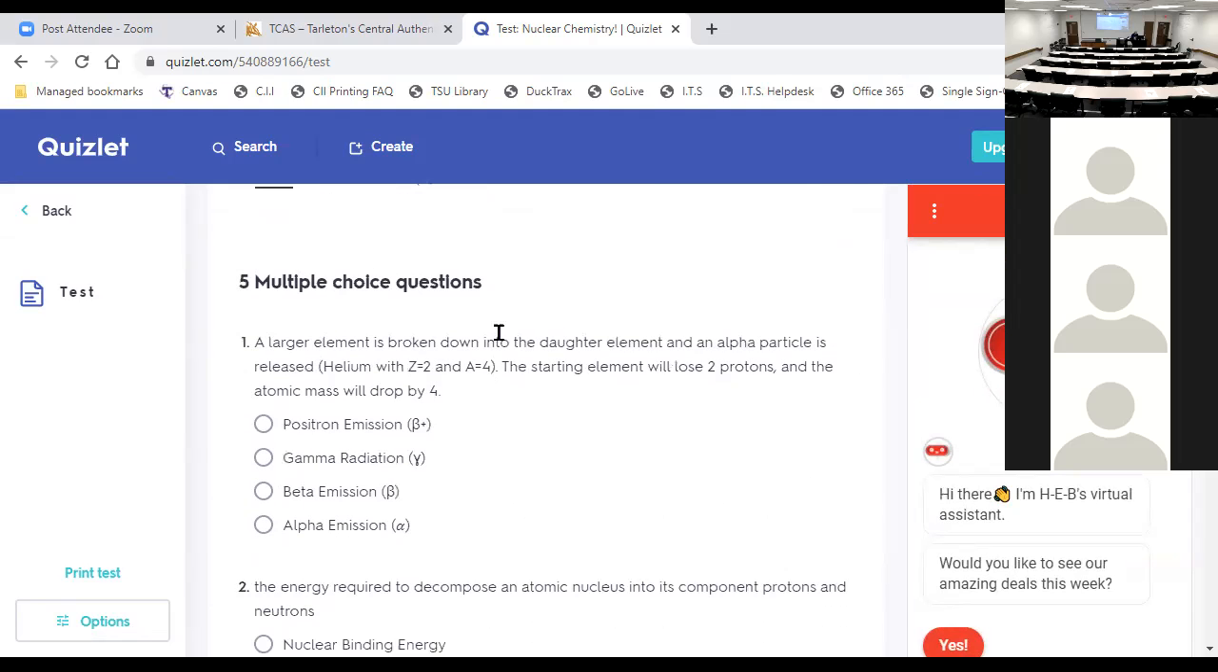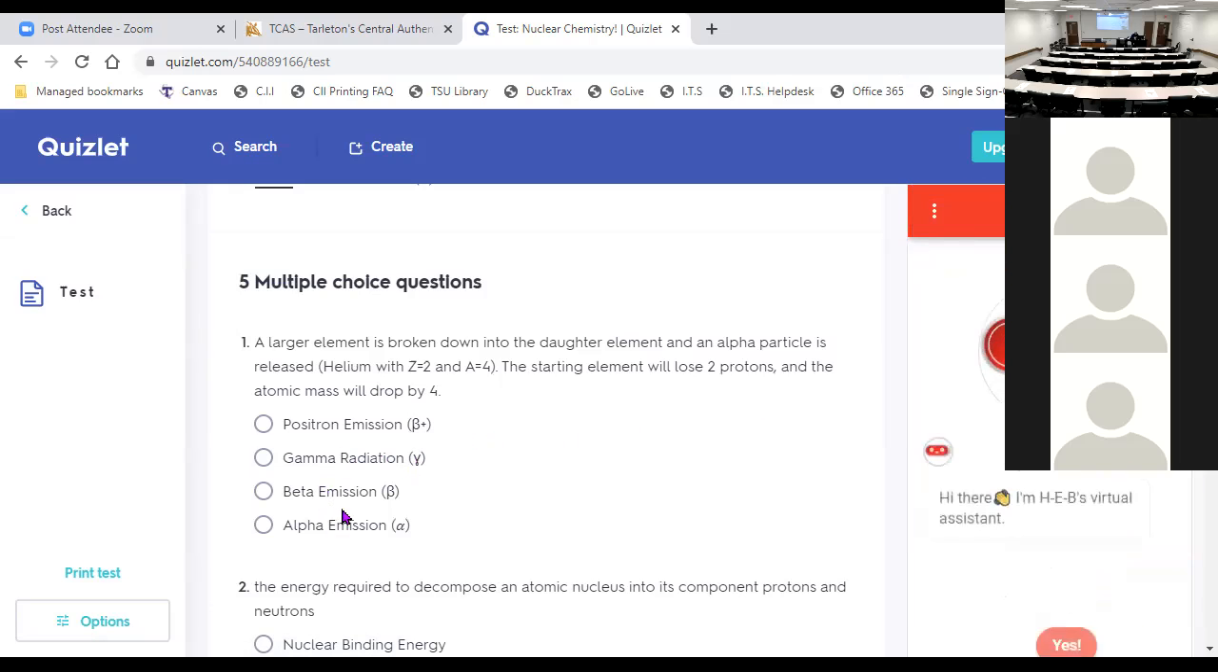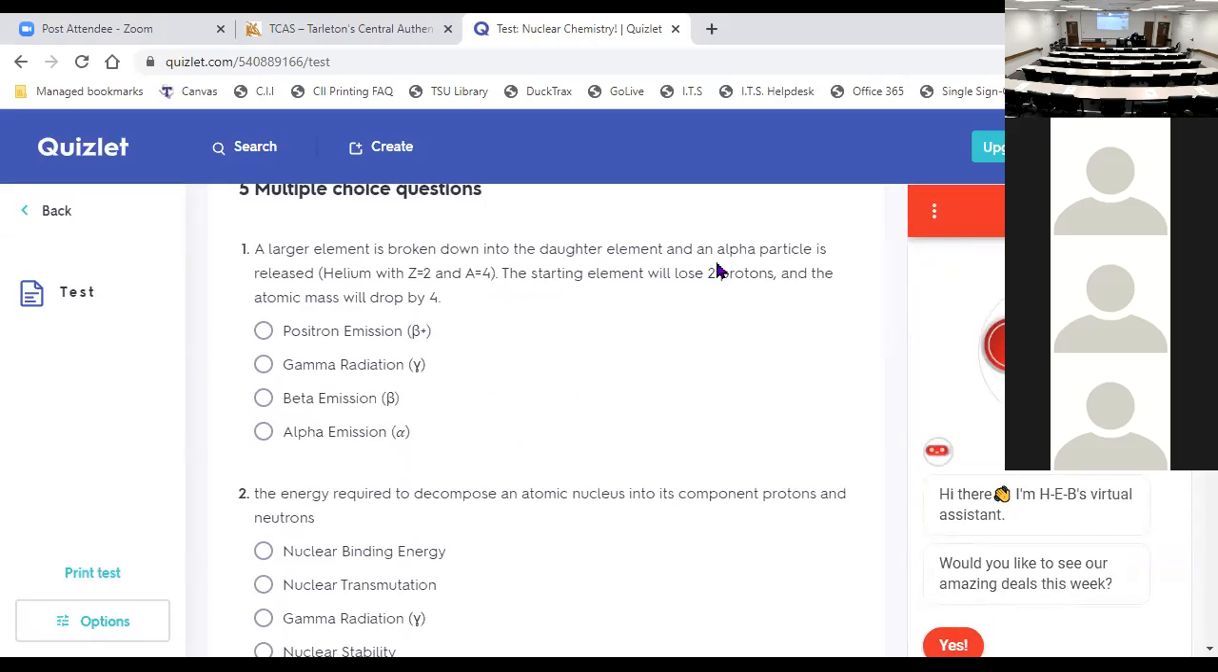All right, a larger element is broken down into the daughter element and an alpha particle is released. Helium with an atomic number of 2 and a mass number of 4. The starting element will lose 2 protons and the atomic mass will drop by 4. Which type of radiation is this? So if you look at it, it's releasing an alpha particle, which is that helium with 2 protons and 2 neutrons to make the mass number of 4.